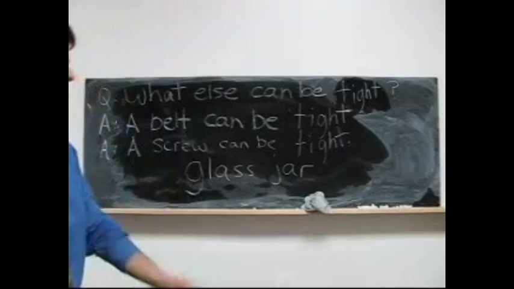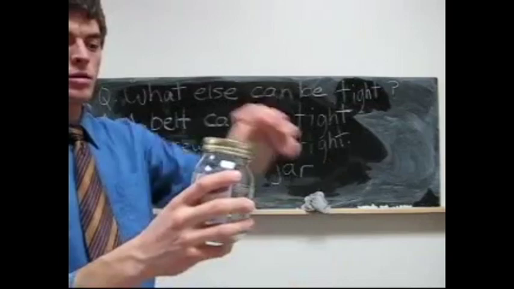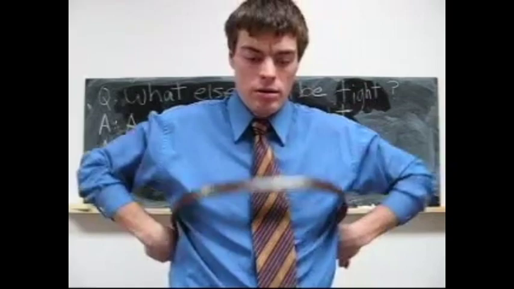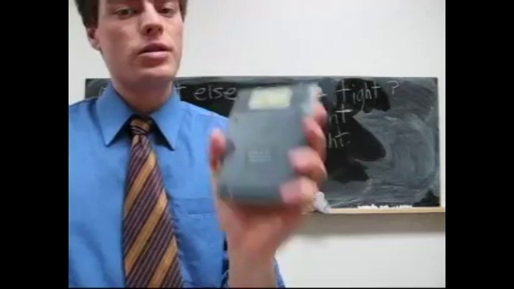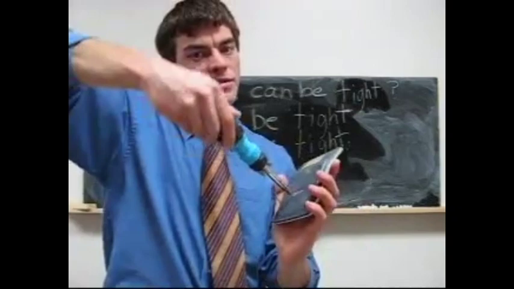The lid is tight. Now, the lid is very tight. Now, the lid is loose. Now, the lid is very loose. Okay? So the belt is now tight. The belt is now loose. Okay? And the screw is extremely tight, or very tight. So the screw is very tight, the screw is tight, the screw is loose, and the screw is very loose. Okay?